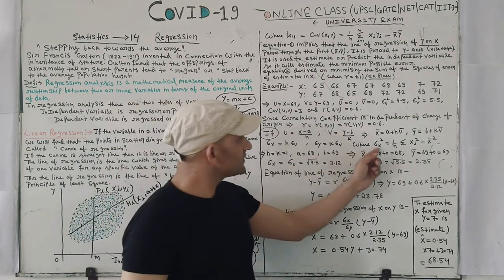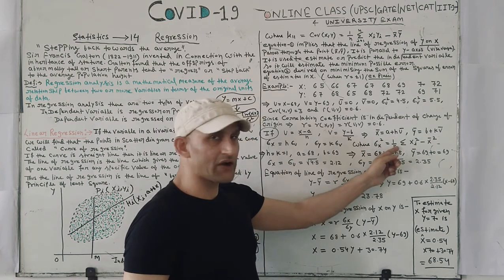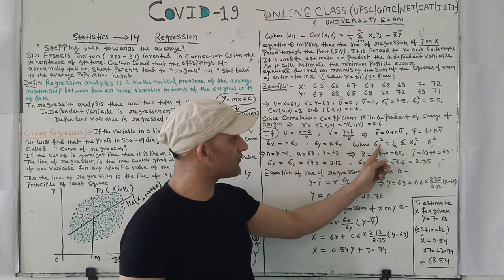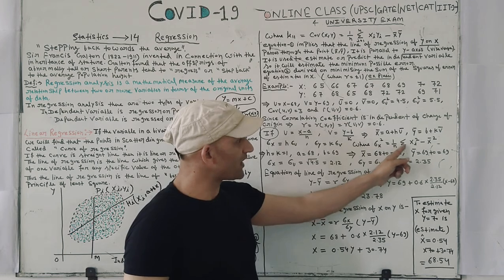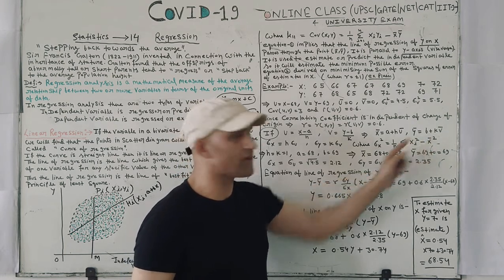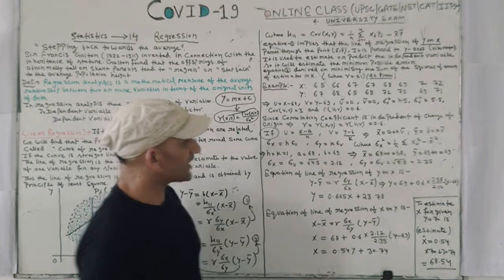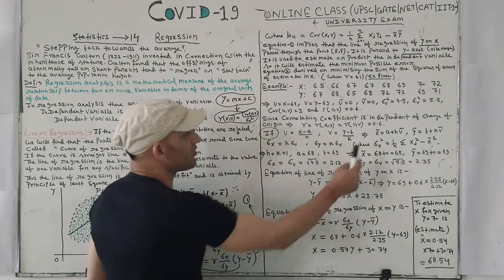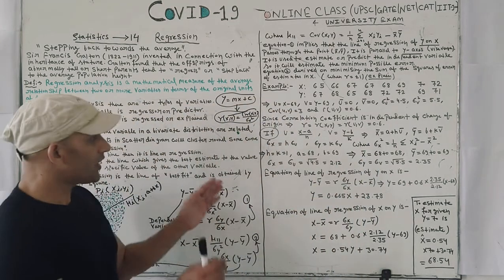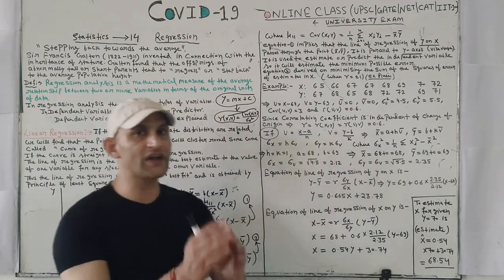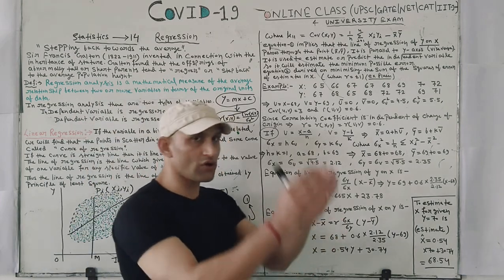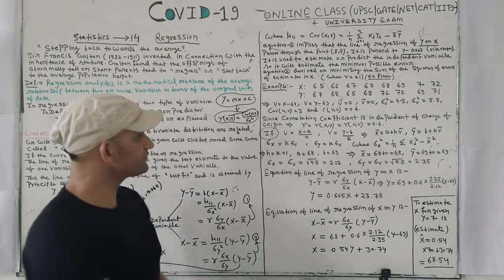So here sigma x square is equal to, already we have done, this is the variance of x, 1 upon n sigma xi square minus x bar square. This is the meaning of sigma x. All the formulas we have already explained in the previous lecture. All the lectures are linked to each other.